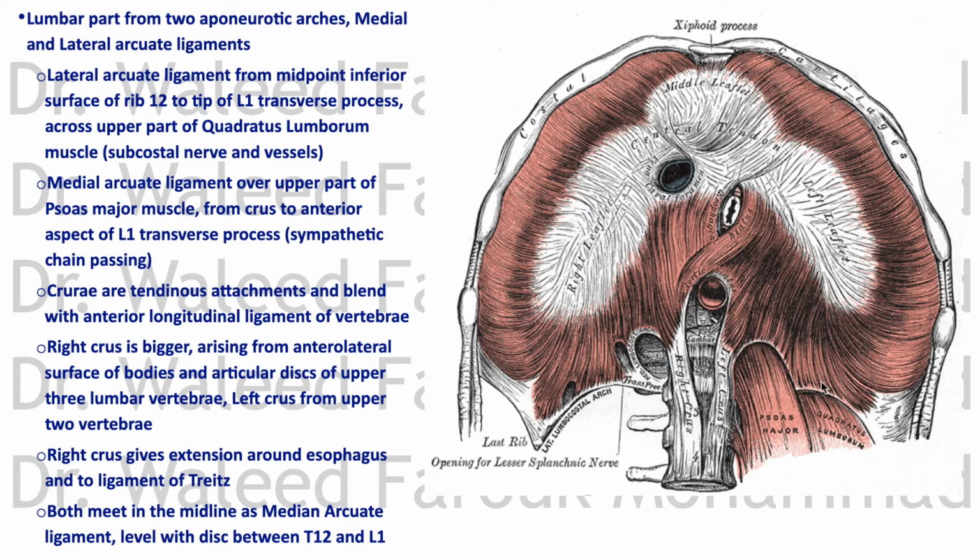Now, you will be asked, what passes under this ligament? It's the subcostal nerve and vessels. The subcostal nerve and vessels pass under this ligament.